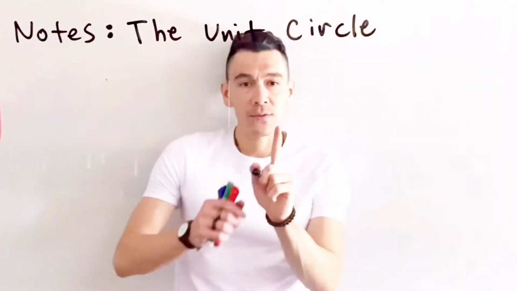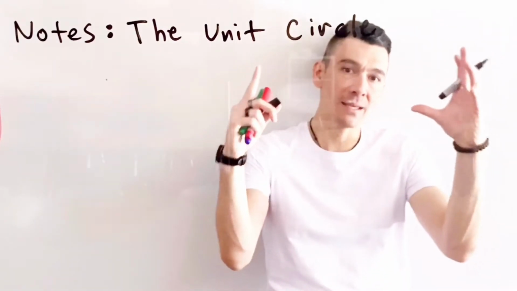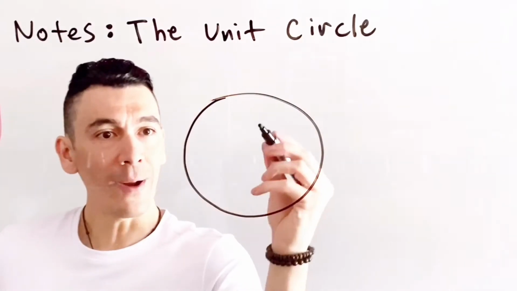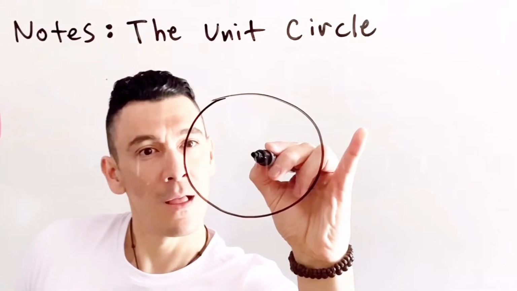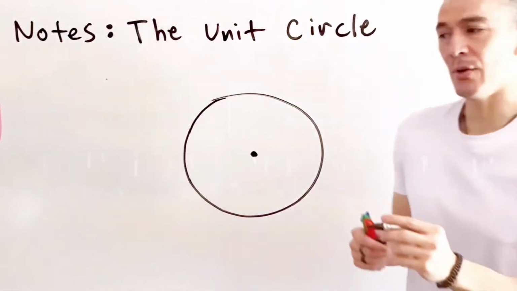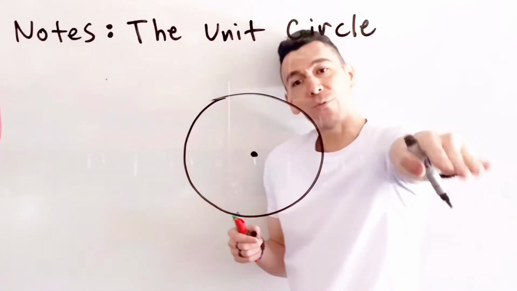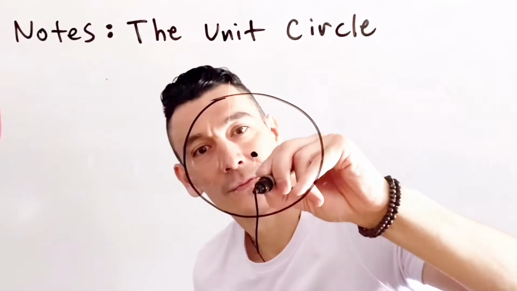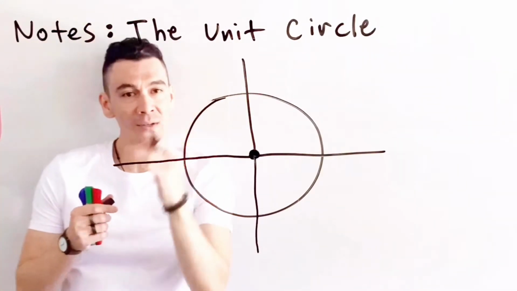So let's do this. On your paper, in the middle, draw a really big circle. Then try to locate the center of your circle and put a point there. Now draw a line that goes up and down and sideways through the center of your circle. Okay, so it wasn't perfect, but it communicates the idea.